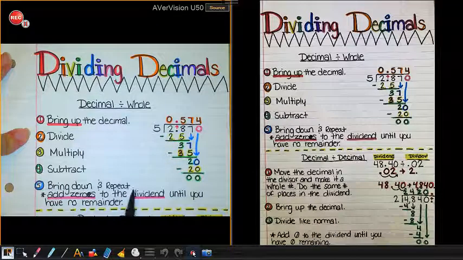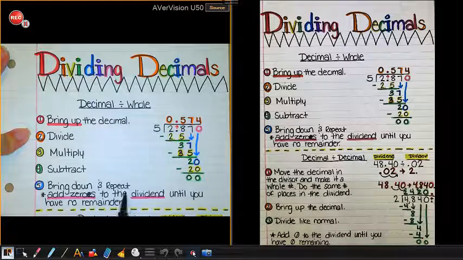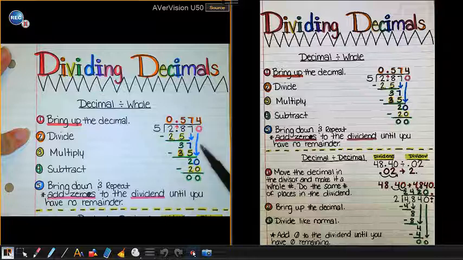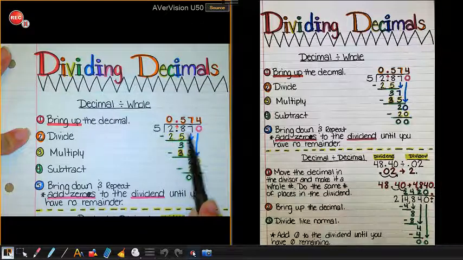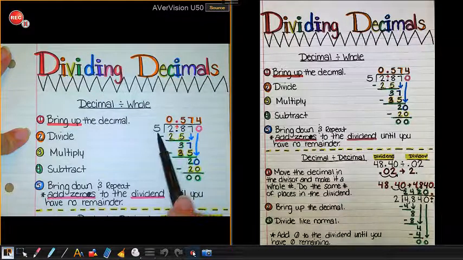When you're dividing decimals, you're going to repeat the process until you get 0 as a remainder, because you shouldn't have any remainders when you're dividing decimals. So let's go ahead and take a look at the example that I have here. We have 2 and 87/100ths divided by 5.